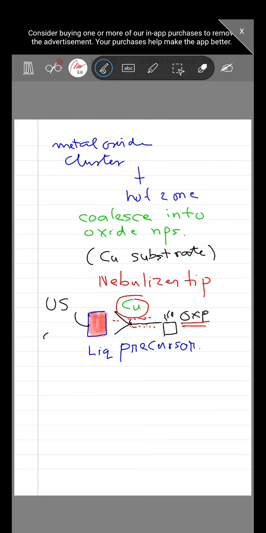So what are the variables which can be adjusted? There are a few variables. The first variable is the flame parameters, that means the voltage, the current, or the distance. The second variable is the droplet residence time.